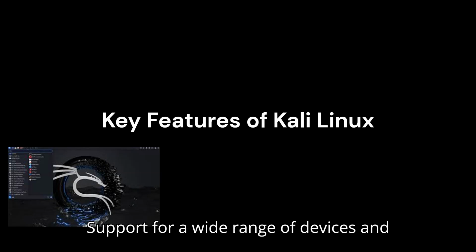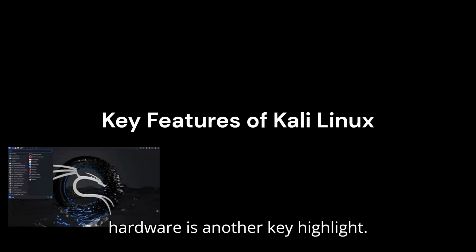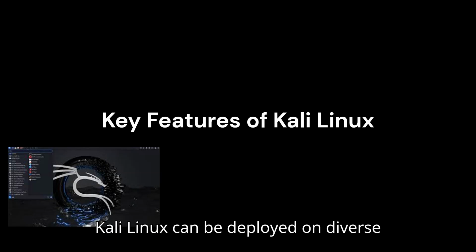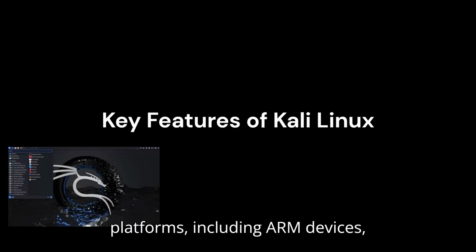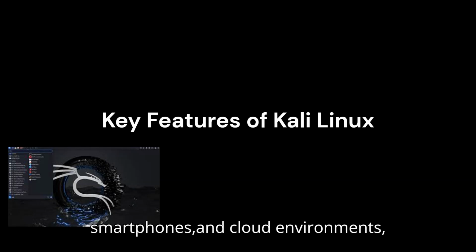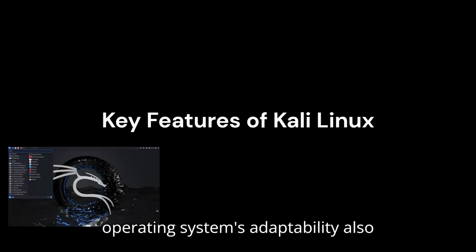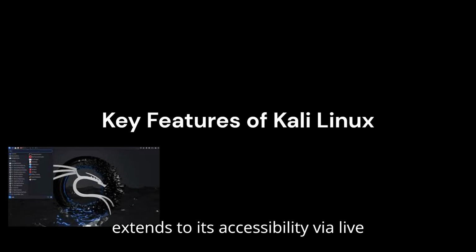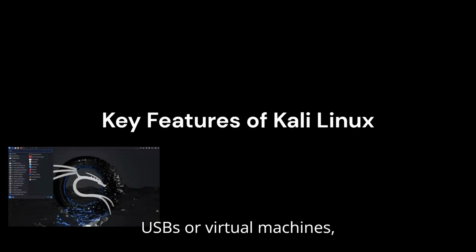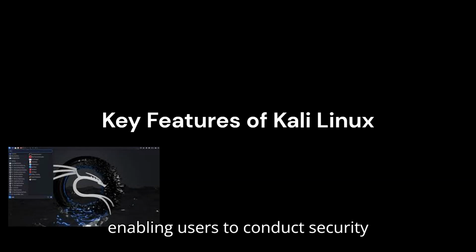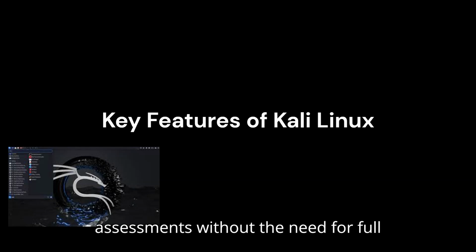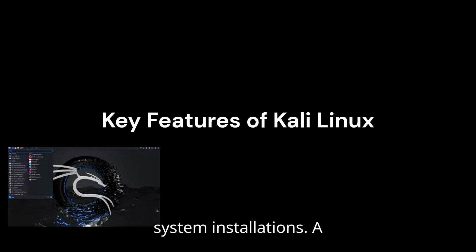Support for a wide range of devices and hardware is another key highlight. Kali Linux can be deployed on diverse platforms, including ARM devices, smartphones, and cloud environments, allowing flexibility in various operational contexts. The operating system's adaptability also extends to its accessibility via live USBs or virtual machines, enabling users to conduct security assessments without the need for full system installations.